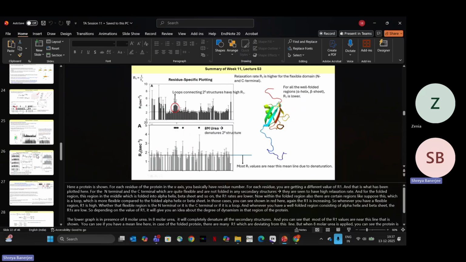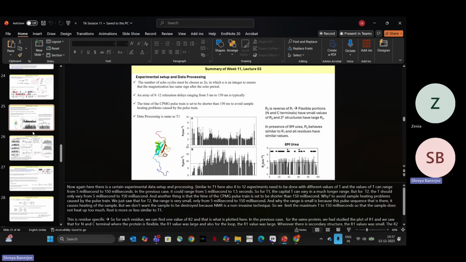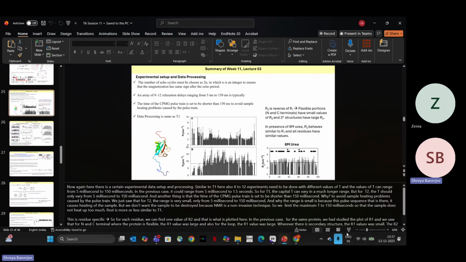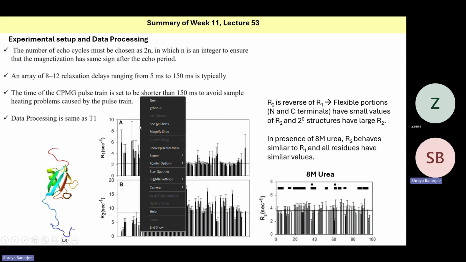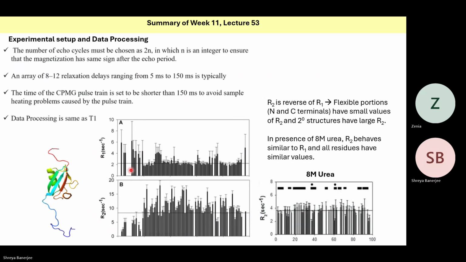Now there is another relaxation time, which is R2. So we looked at R1. One is based on the spin relaxation and one is the spin lattice relaxation. For R1, we saw that the flexible regions had high R1 and the regions that were confined in a secondary structure had low R1.